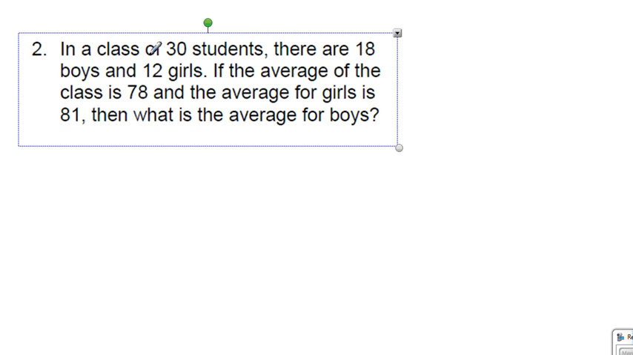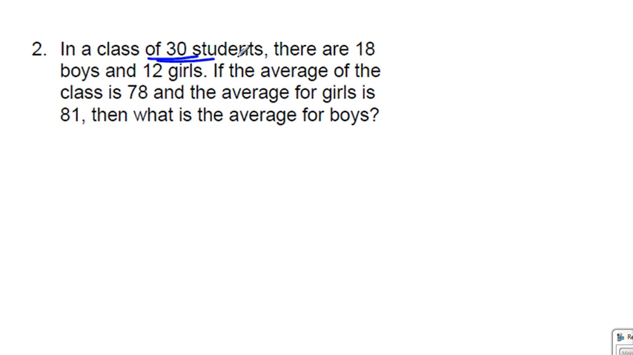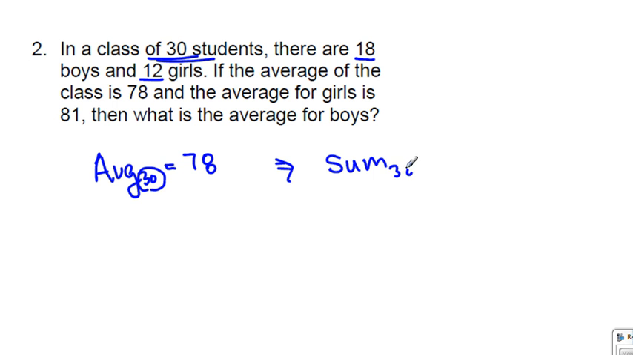Still the average question. Class of 30 students. Out of 30, 18 are boys and 12 are girls. Now, the average for the class, so that means average of 30 students, is equal to 78. And just like before, what we like to do is refer to the sum of 30 students. That must be 2,340. Now, so here we have the sum.